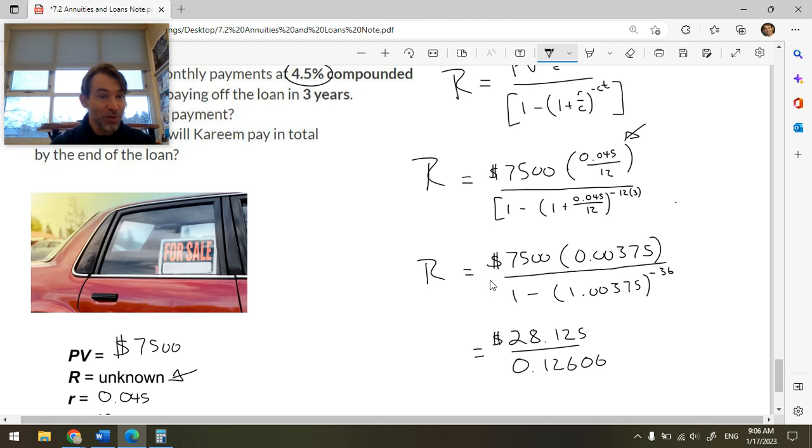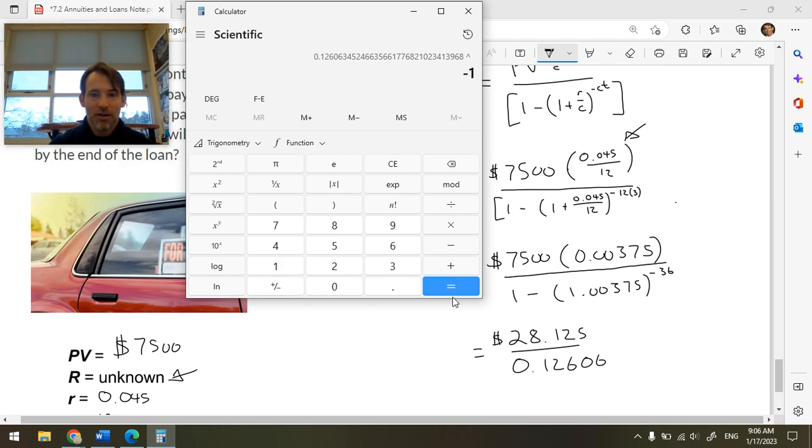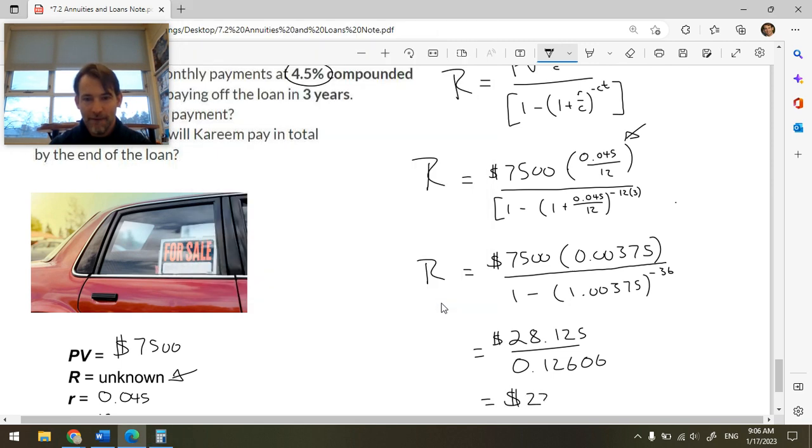You've got to divide that by a small number, which makes it bigger. So here's the trick. I want to divide by this number, so I can raise this number to the power of negative 1 and multiply by it, which is the same thing. That number times 28.125 is my regular payment, or 223.11. No, 223.10. So for the low price of $223 a month, you can afford a $7,500 car in 3 years.